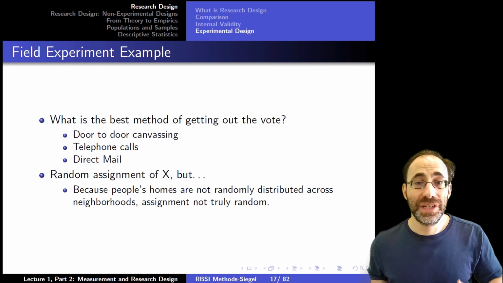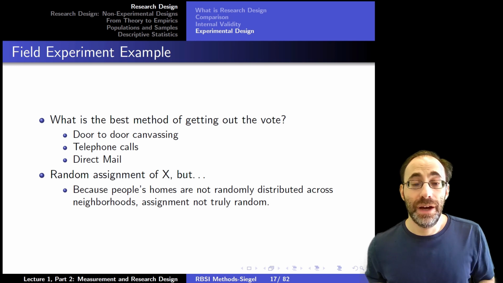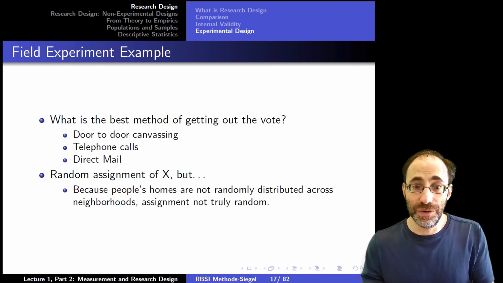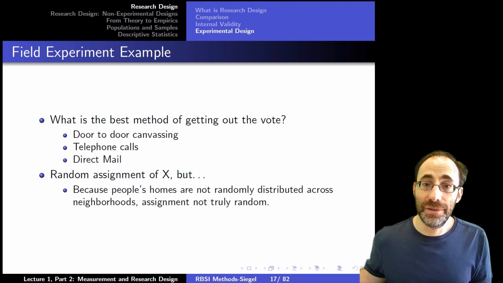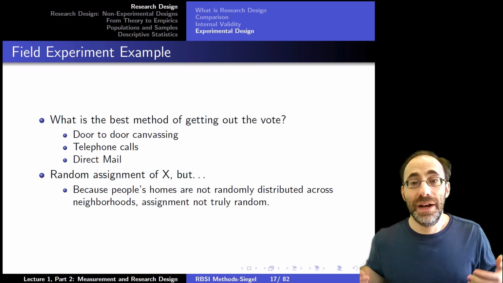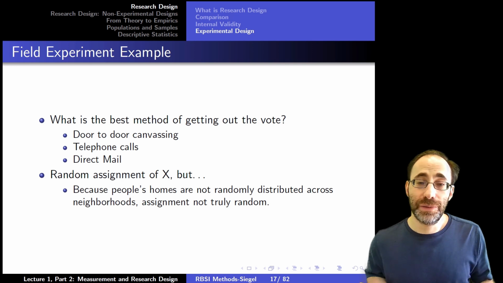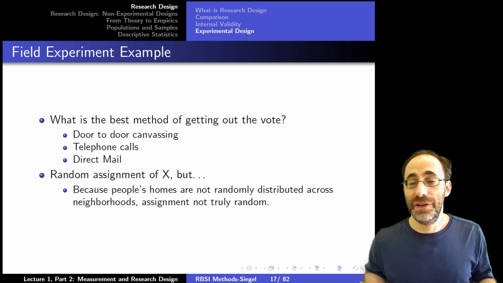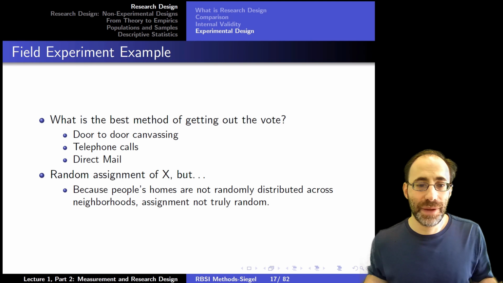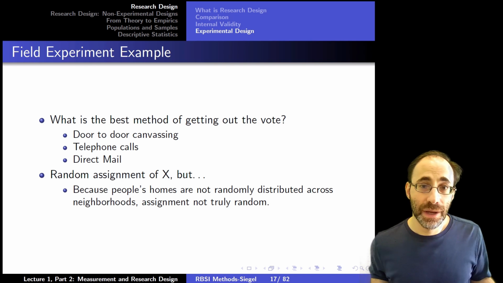And a second group might receive telephone calls exhorting them to come out and vote. And a third group might receive mail, direct physical mail or email designed to get them to vote. And then a fourth group might receive nothing. You might compare all the different cases to see what the relative effects of each of these treatments are.